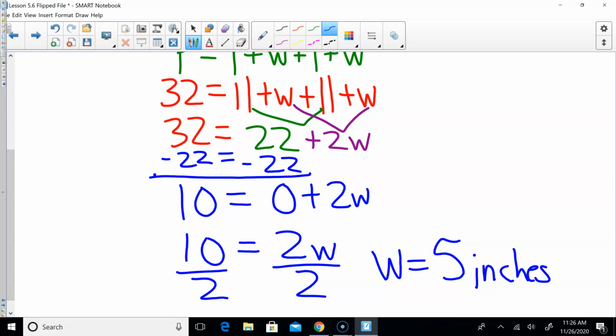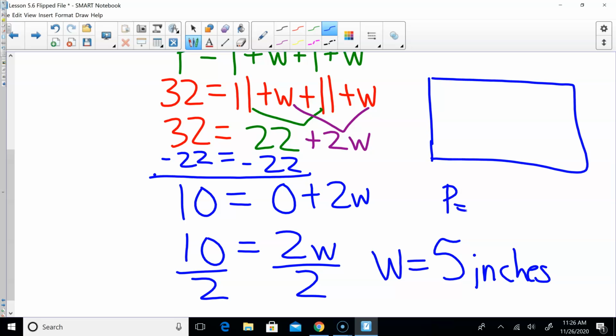So if I would draw this out right here in a box to help us visualize this, I have a perimeter of 32. So P equals 32.